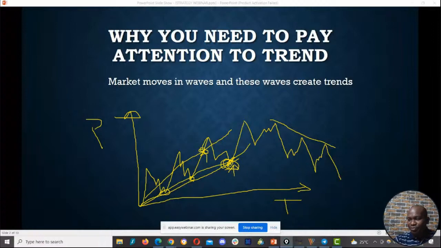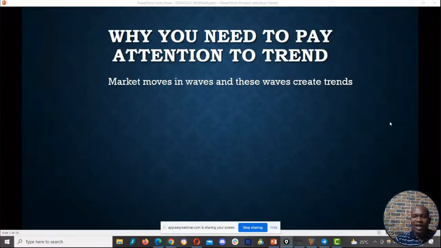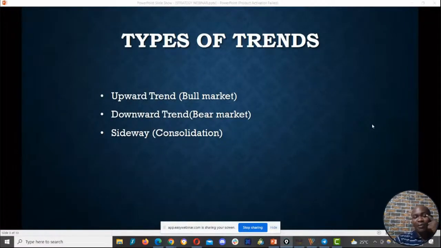Now we need to know the types of trend. Don't worry, I just need to establish this concept before we dive into the real market. So what are the types of trend? We have the uptrend, which is called the bull market. As I've explained before, the uptrend, which is the bull market, is very simple. When is the market what? Moving up.